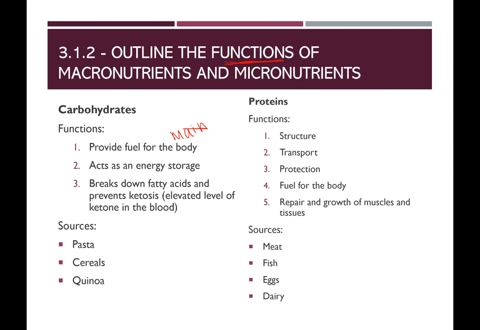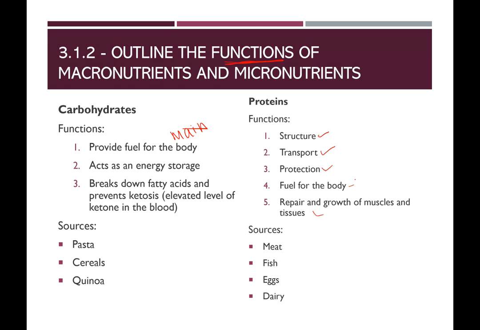Okay. Proteins do pretty much everything in the body. Carbs give us our energy. Proteins do, I feel like, everything else. So muscles, so the structure of your body, hormones and things in the blood that are transported. Protection, a lot of your white blood cells and immune system is used. Growth and repair of muscles and tissues.